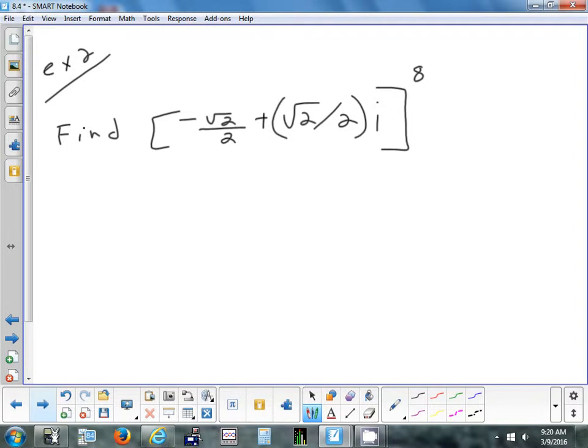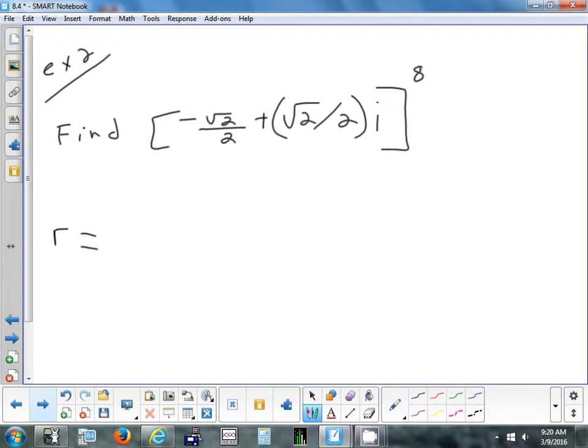This is one that we definitely would not want to do out to the 8th power. So I'm going to change it to trig form, and then it's going to be very, very quick to do out. All right, let's find our radius first.